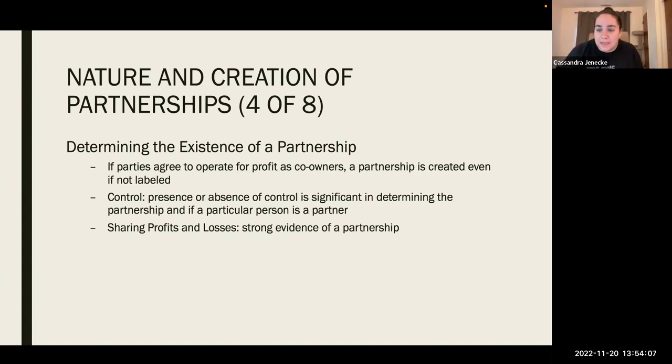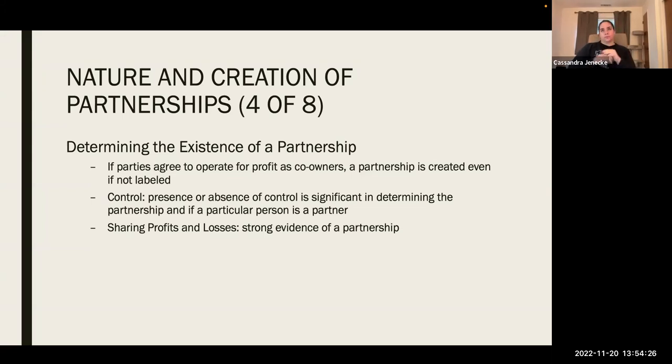Now, you're taking my class and you will learn that these rules are important, right? So we're going to do what? We're going to put it in writing. But what happens for those folks who don't take this class, or who haven't taken a business law class, who don't put it in writing, right?